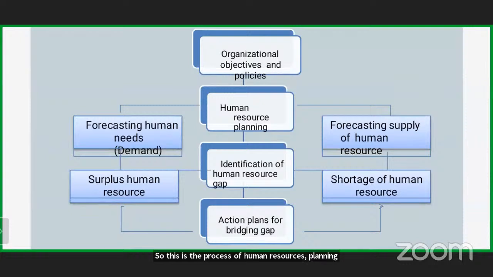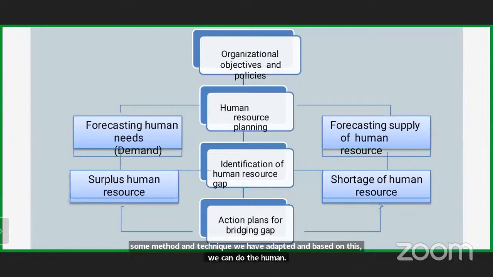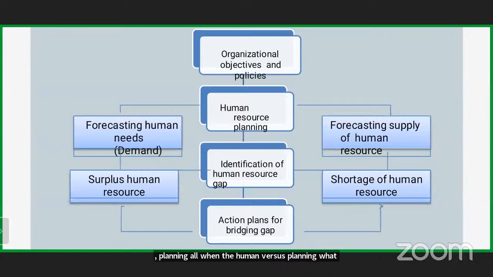Technique we have adapted in the demand as well as the supply. Some method and technique we have adapted, and basing on this we can do the human resource planning properly. Once human resource planning work is complete, then we can go for the next step, that is recruitment. If in human resource planning we analyzed that a shortage of manpower is there, then we can go for the recruitment.